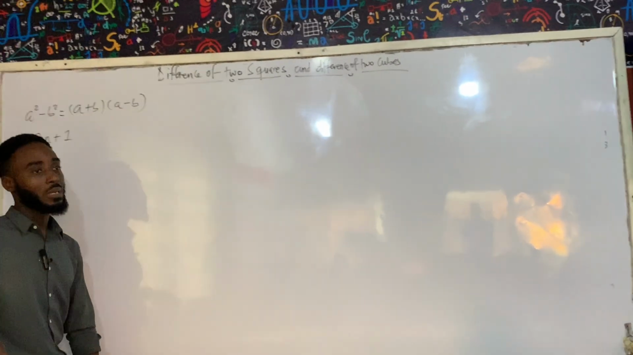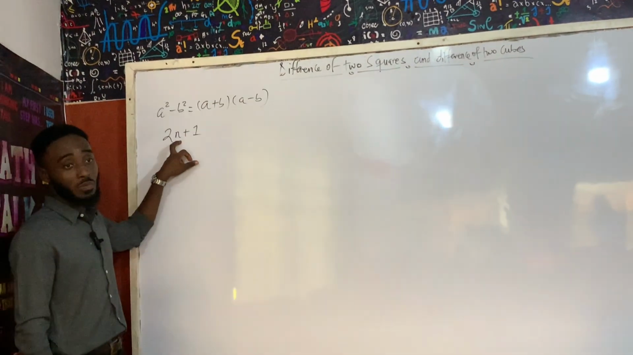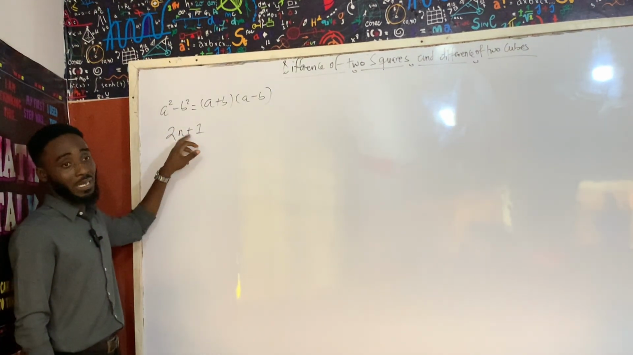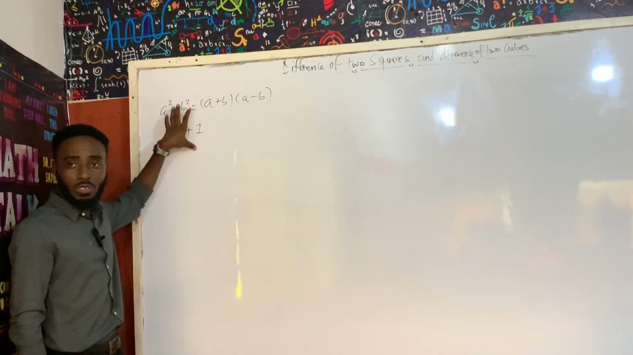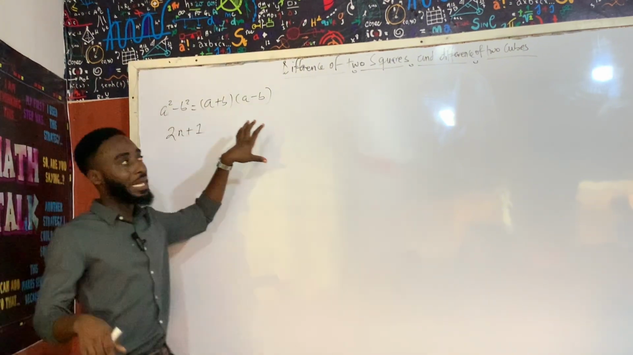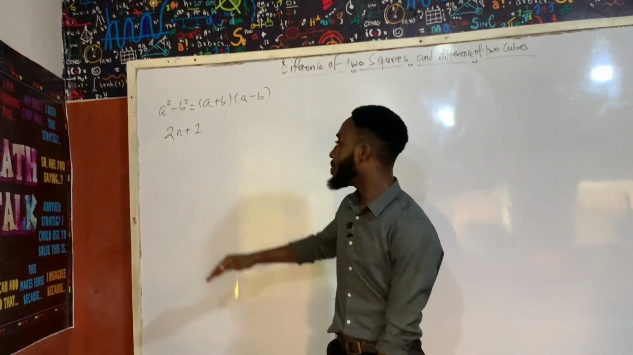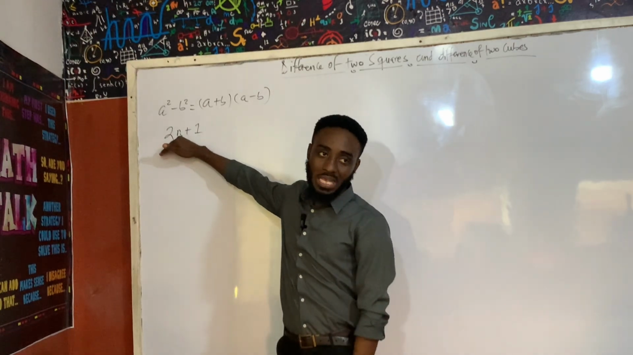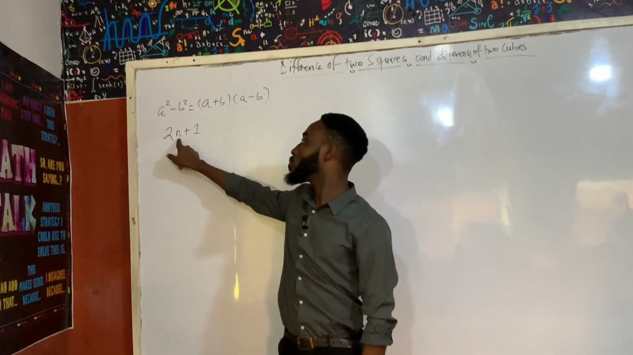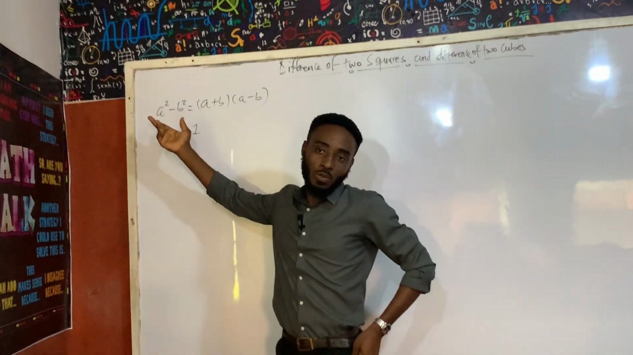Just help yourself and put some numbers. You should have something like 2 over here. This would be 4 plus 1, 5. And if you have, let's say, 4, 8 plus 1, 9, an odd number. Do you get that? I'm trying to say that every odd number can be written in the form 2n plus 1. In that 2n plus 1, n is any number at all.